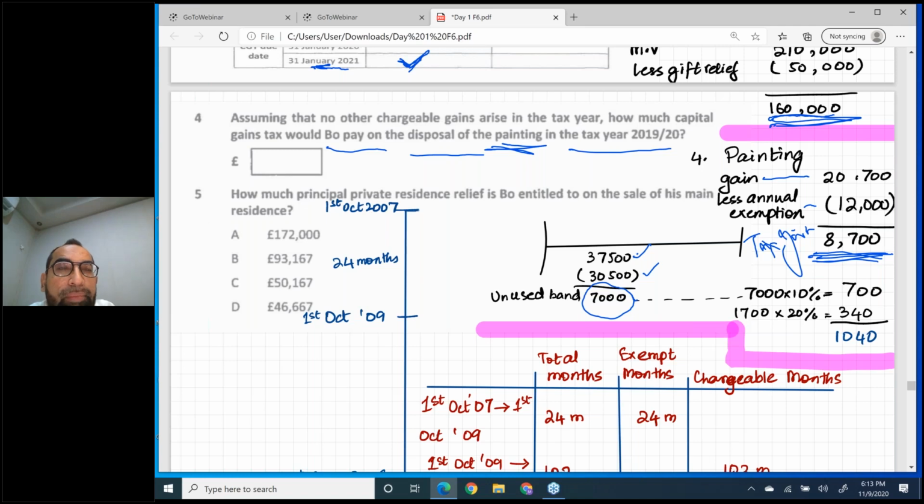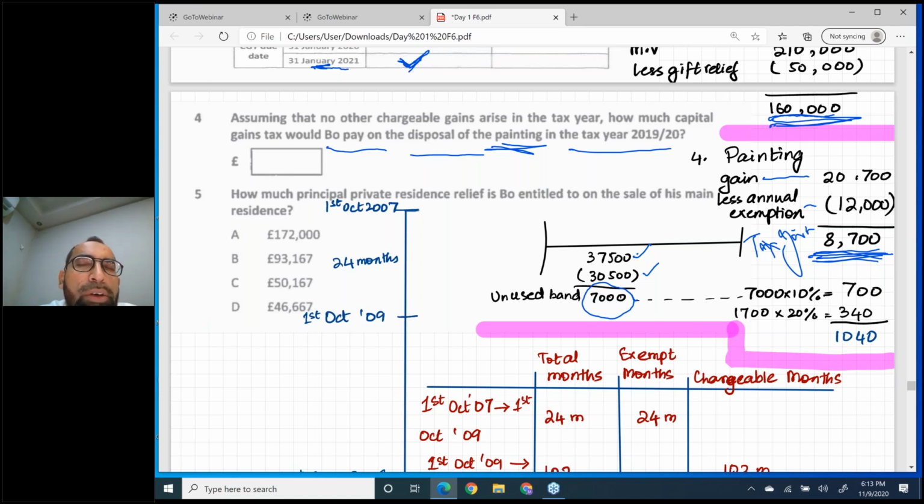Now you have to calculate tax for the normal gain. This 8,700 is your normal gain. You pick up this gain and you knock the first band. Only 7,000 capacity is left in the first band. So what is the rate of tax? For normal gain, the first band tax rate is 10%. 7,000 times 10% is 700.